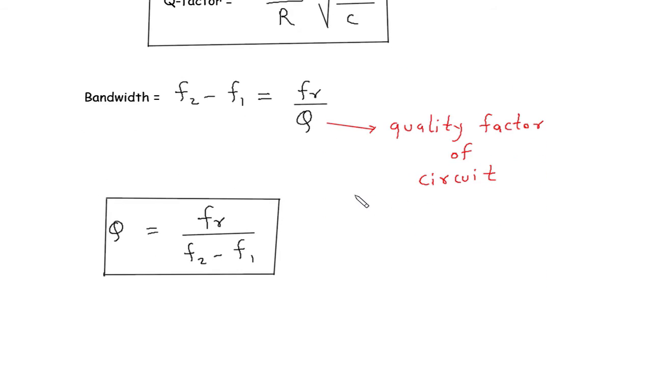Now there is one more formula for quality factor. We know that bandwidth is equal to F2 minus F1, and this is equal to resonance frequency divided by quality factor. So quality factor is equal to Fr, the resonant frequency, divided by F2 minus F1, that is bandwidth. So quality factor is equal to resonant frequency divided by bandwidth.